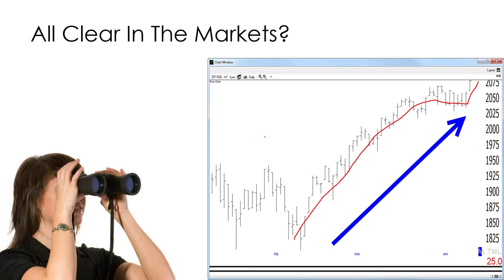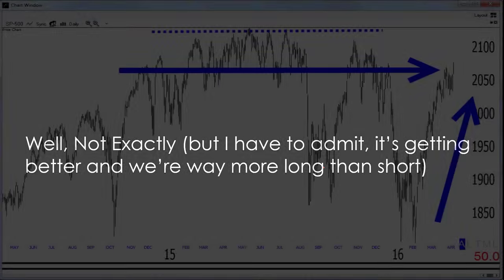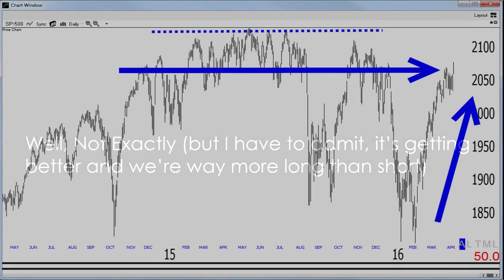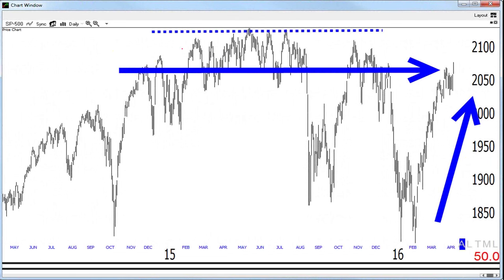If you're looking at this, then the market looks pretty good. But sometimes, not to mix too many metaphors, you have to see the forest for the trees. And there's a couple of problems that I'm seeing. One, we still have a mountain of overhead supply.